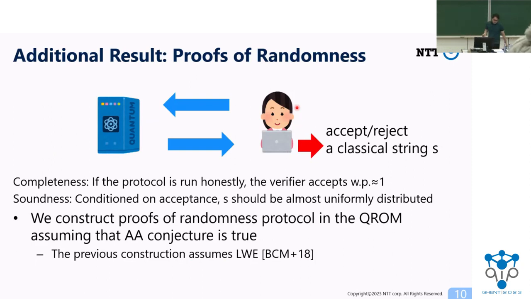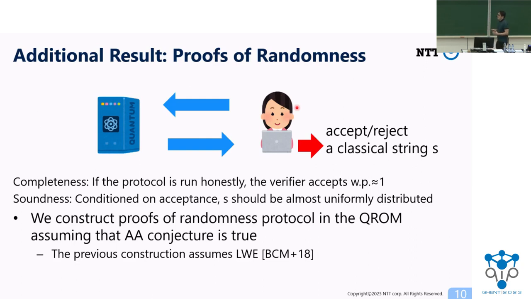And we also get some additional results about proofs of randomness. This is a protocol between a quantum prover and a classical verifier, where the classical verifier, after the interaction with the quantum computer, finally outputs some acceptance or rejection symbol, and also some classical string S. And we require the following two properties. As completeness, if the protocol is run honestly, then the verifier accepts with probability almost equal to 1. And as soundness, conditioned on acceptance, the classical string S should be almost uniformly distributed.